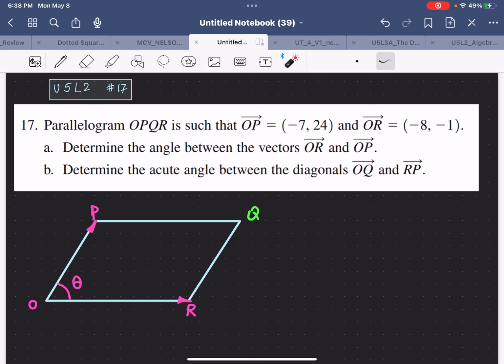Let's take a look at another homework question. This time we are on lesson U5L2, question 17. We're given a parallelogram OPQR. In this parallelogram, we know that one of the sides is represented by vector OP with coordinates negative 7, 24. The other side, side OR, is represented by vector OR with coordinates negative 8, negative 1. We need to find the angle made between the vectors OR and OP, which means we're trying to find this angle theta here.